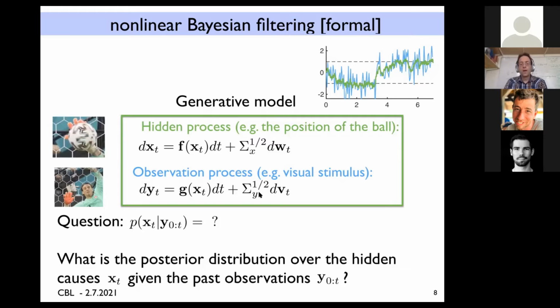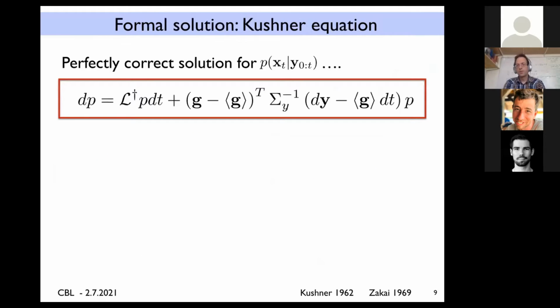Right, so how do we solve this problem? Actually, if you read the literature and go back to the mathematical literature from Kushner and Stratonovich in the 60s, they already solved this problem for us. And so they have a fully analytical and exact solution for the filtering problem.